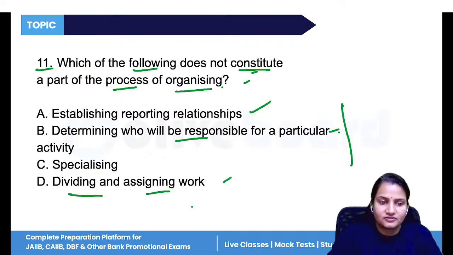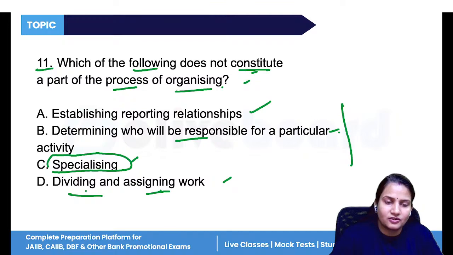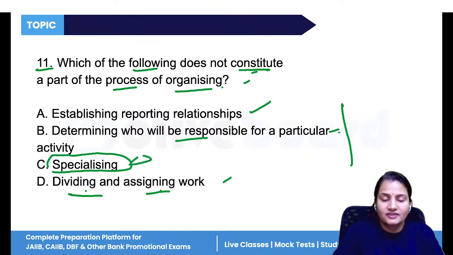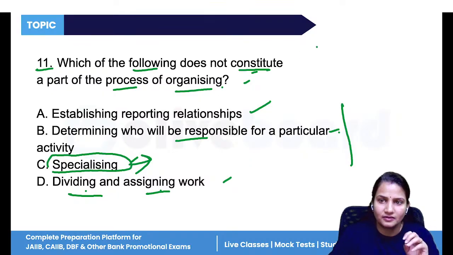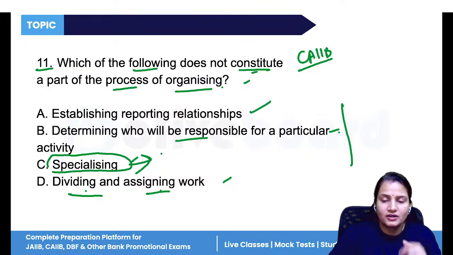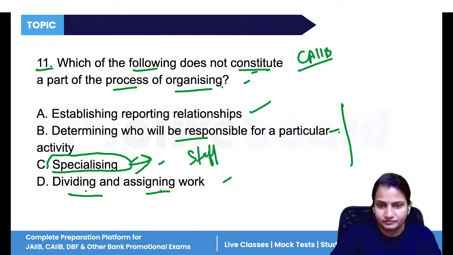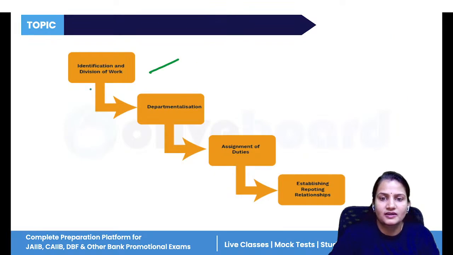Dividing and assigning work, that is identification and division of work. But specializing, is it a part of organizing? No. Specializing means if I say that you are a specialized banker, a professional banker, you have got a degree in that. If you have got the CAIIB certification, you are a certified member of IIBF. So in this, I am giving you specialization. So this is used in case of staffing. Others are parts of organizing, but C is not a part of it. All right. So these are all the steps.